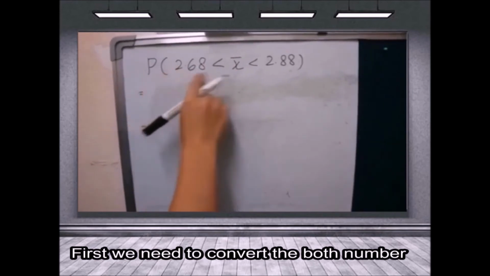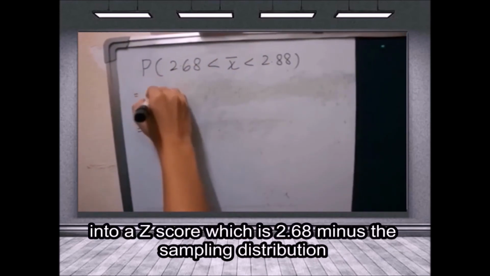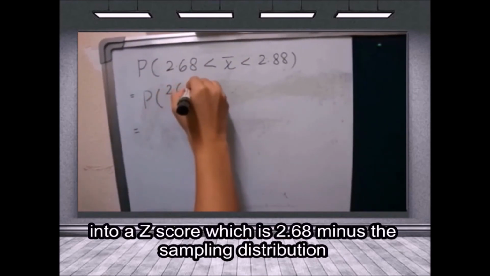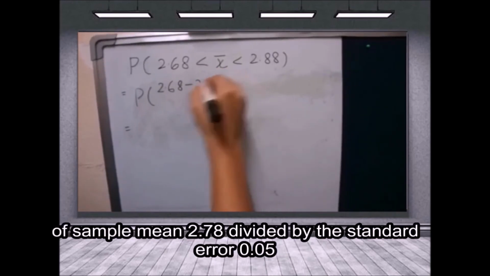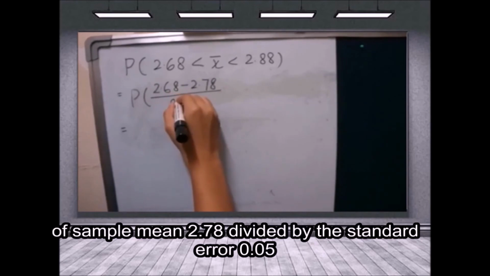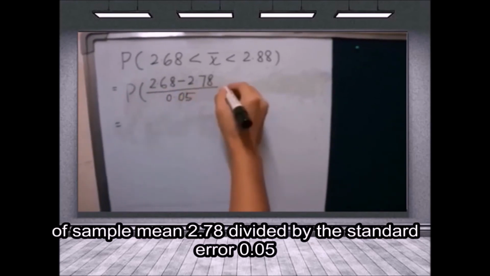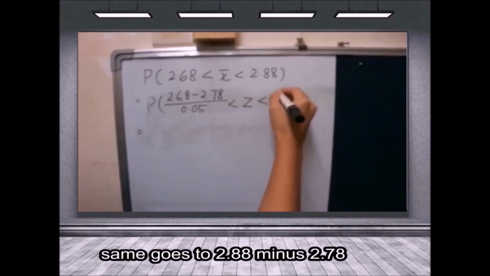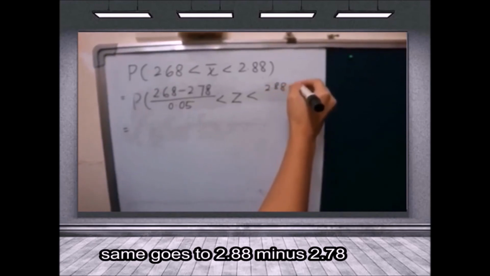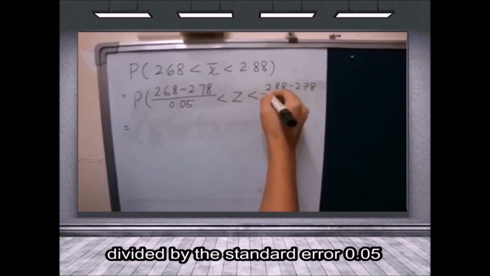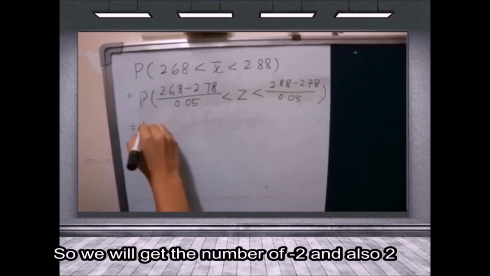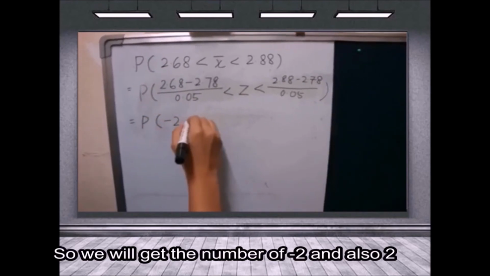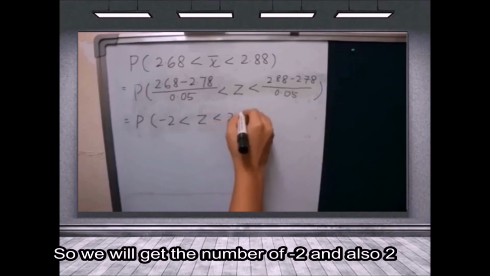First, we need to convert both numbers into z-scores, which is 2.68 minus the mean of the sampling distribution 2.78, divided by the standard error 0.05. The same goes for 2.88 minus 2.78 divided by the standard error 0.05. So we will get negative 2 and also 2.